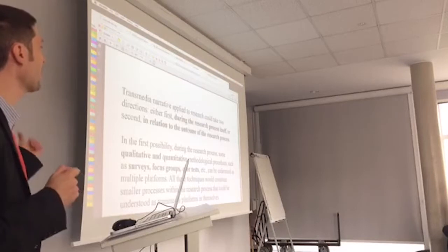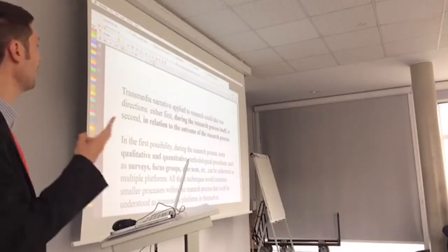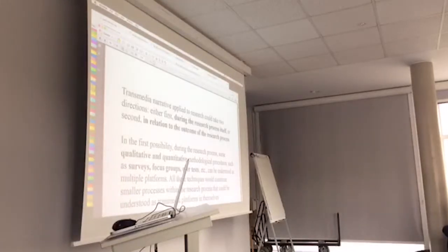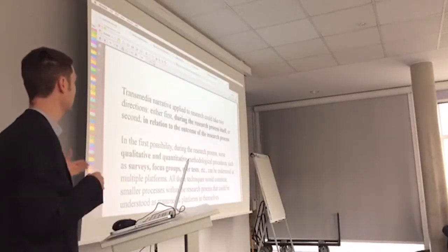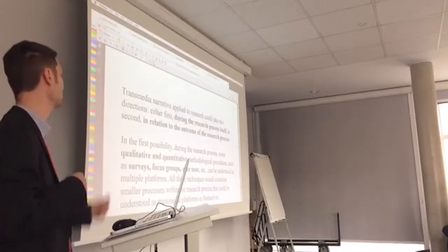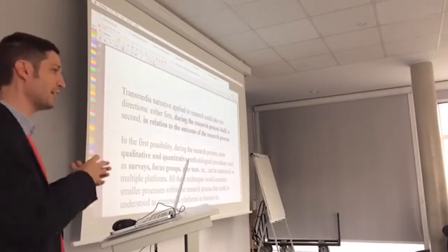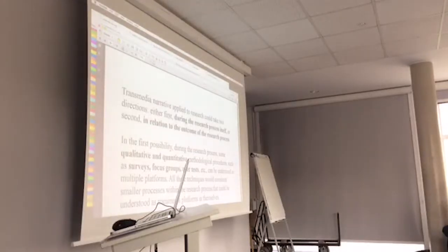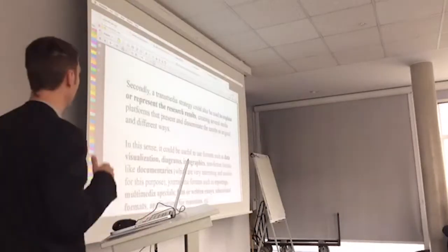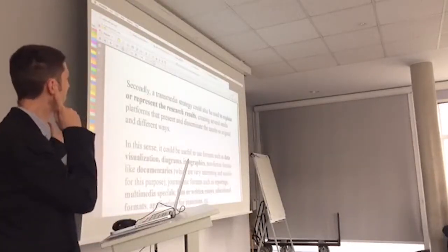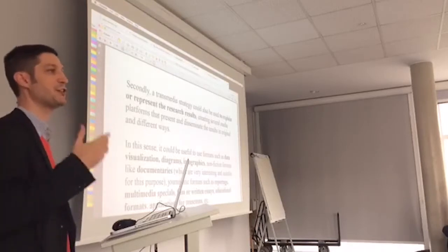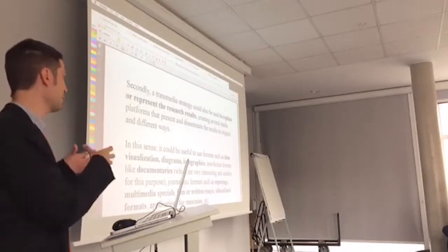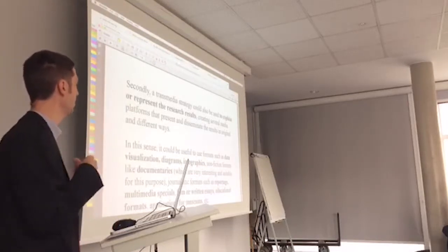Basically, I think that transmedia narrative could be applied to research in 2 directions. Either during the research period itself. Imagine that qualitative and quantitative data, for example from surveys, focus groups, and user tests, could be understood as multiple platforms. Why not? Taking this data and transforming it, allowing the user to understand it. And the second one is to explain or represent the research results using fiction and non-fiction interactive genres, as I demonstrated in the first part of this presentation.